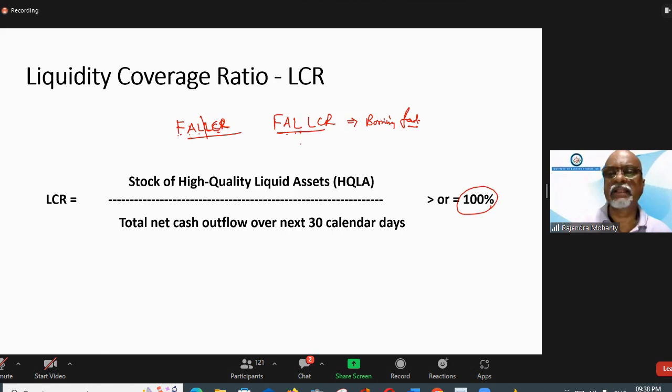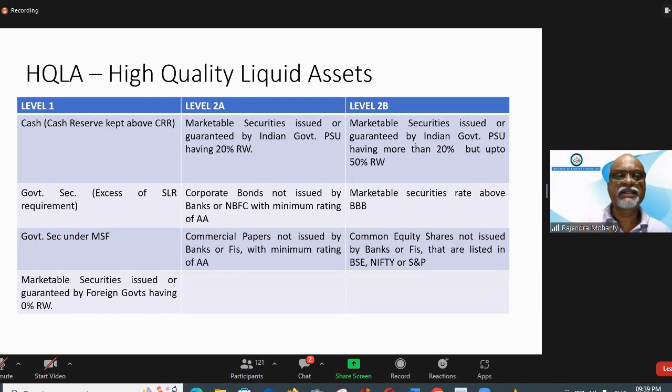Okay, so basically that means FALCR is part of G-Sec, which comes under SLR. So the bank has to invest in that. If they have this type of security, they can place it with the RBI and take borrowing to cover this liquidity. That is about the LCR. So these are the different types of HQLA.